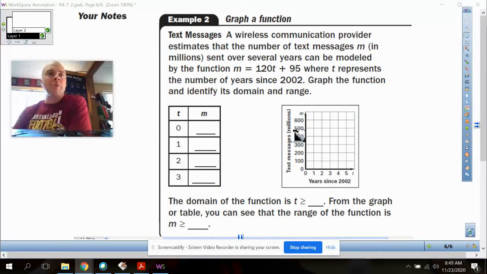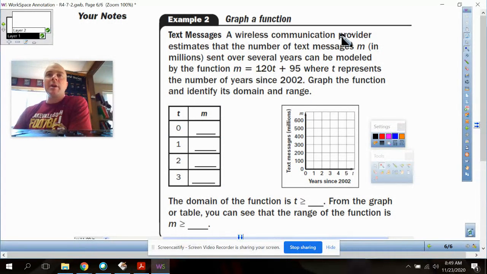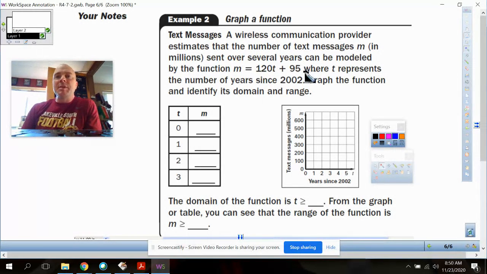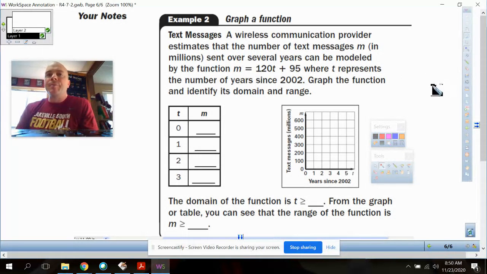All right, we'll finish up here with a quick real-world example. It says a wireless communication provider estimates the number of text messages in millions sent over several years can be modeled by the function 120t plus 95. t represents the number of years since 2002. Graph the function, identify the domain and range.